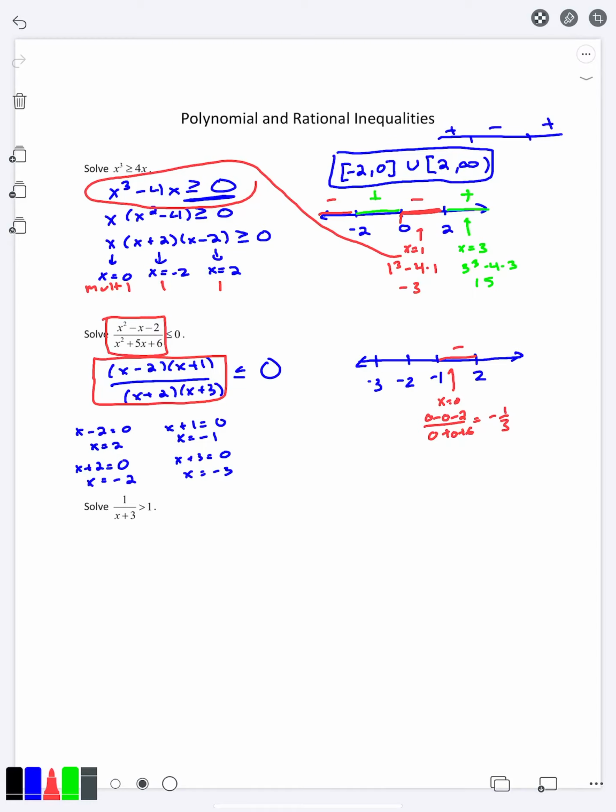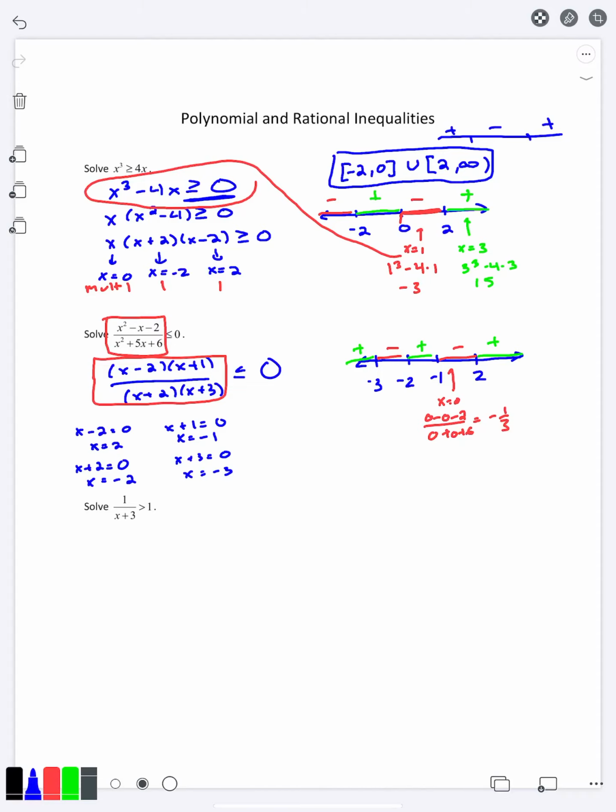Then notice that since, again, all our multiplicities are 1, it's going to alternate negative, positive, negative, positive. So I can avoid putting in any more time plugging in numbers. Again, if you don't like the multiplicity trick, you can feel free to just plug in numbers in each one of those ranges and see when you get positive or negative.